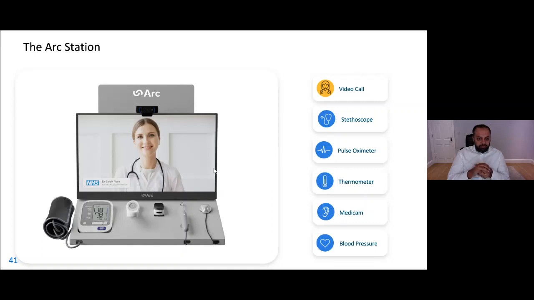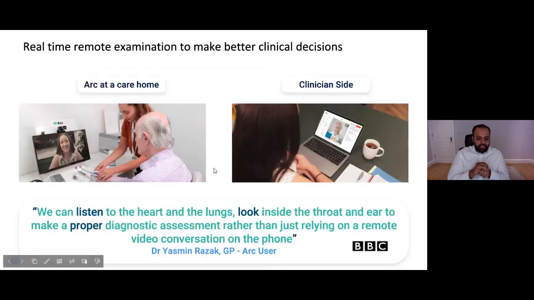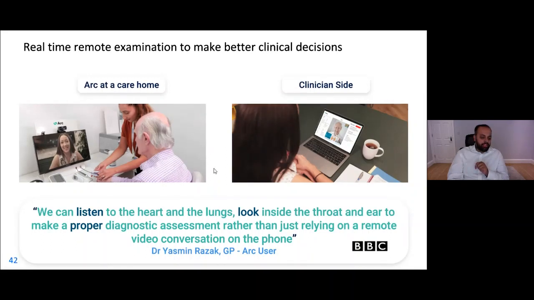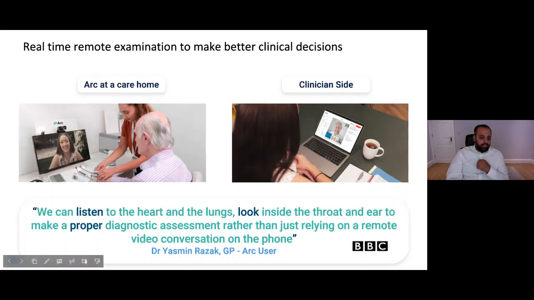Next slide, please. Next slide, Jim. Yeah, thank you. So as you can see here, this is how it works. On the left-hand side here, it's a patient sitting in front of the ARC station. On the right-hand side, it's a doctor beaming in to the ARC station. And we're using this across multiple settings across the NHS over the last few months, and we'll talk about how we could help during flu season. Next slide.